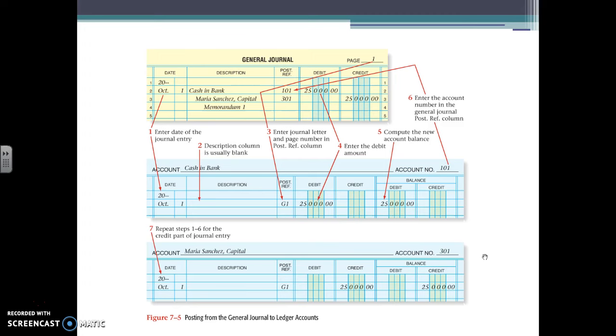Same process, the date, the General Journal post reference, the credit amount, and the updated balance. Maria Sanchez Capital, the owner equity account, carries a credit side balance. Therefore, the credit balance is $25,000. Please look over this page so that you can see the process and what you need to do when you are posting from the journal.